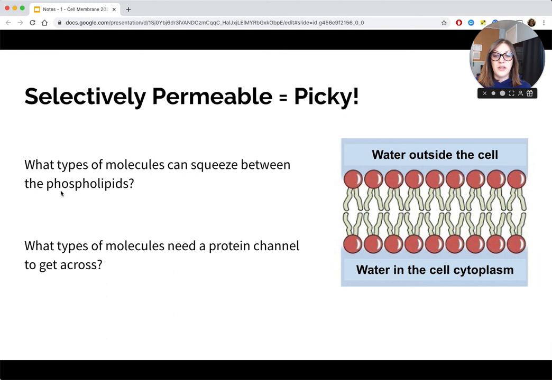What types of molecules can squeeze between the phospholipids? Think about your chain link fence analogy and different sizes of balls. Remember that really small molecules can sneak between the phospholipids to go from one side to the other, whereas really big molecules need what's called a protein channel to go across.